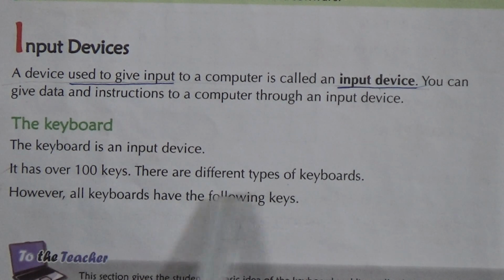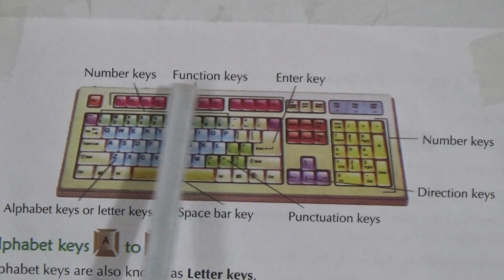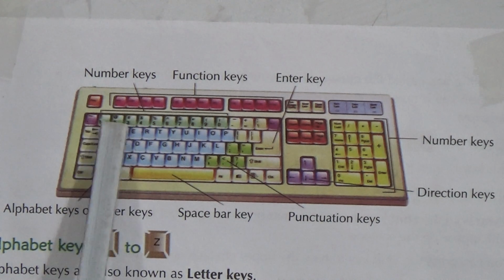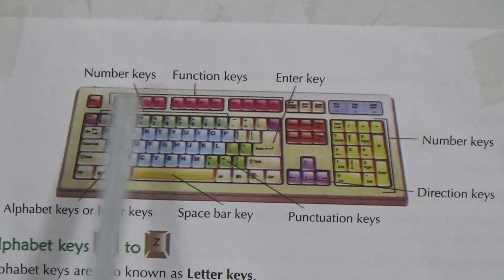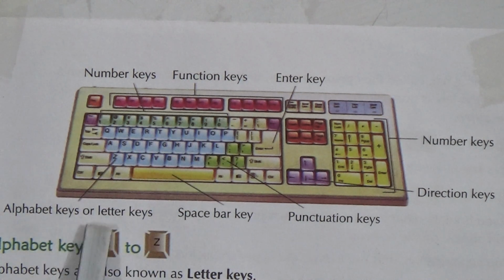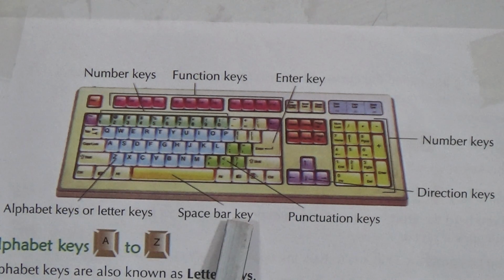However, there are some keys that all keyboards have. Look at the picture on the next page. The red buttons at the top are called the function keys. And this green row here, these are the number keys. And the blue keys here are the alphabet keys or letter keys. And this big yellow bar is called the spacebar key.